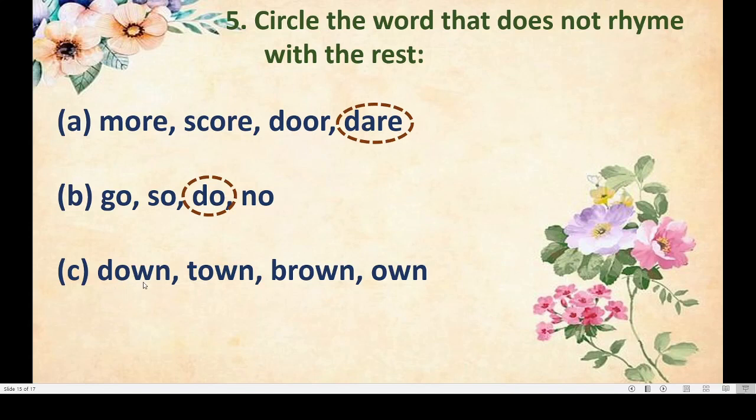Next one, down, D-O-W-N, down, T-O-W-N, town, B-R-O-W-N, brown, O-W-N, own. Down, town, brown, own. Yes, these three are similar, so this is the different one, correct? It does not rhyme with these three, right?